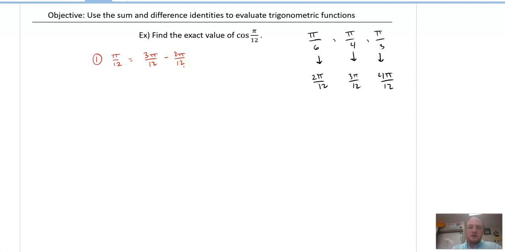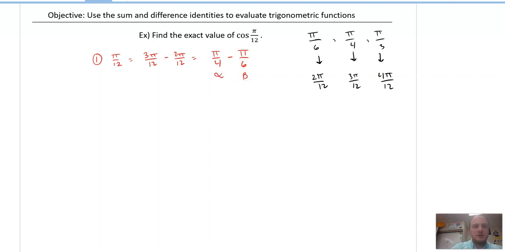And again, I could use 4 pi over 12 minus 3 pi over 12. That would be the same thing. But I'm going to use 3 pi over 12 and 2 pi over 12, and these just reduce to pi fourths minus pi sixths. Okay, so I'm going to use here a difference identity, because I'm subtracting. So this is going to be alpha, and this is going to be beta.